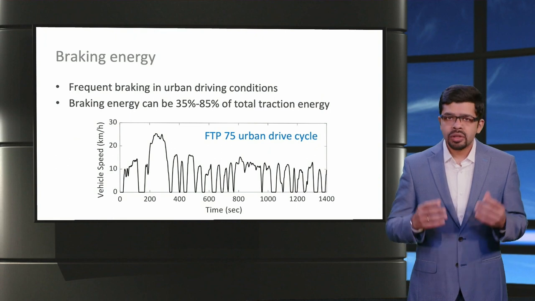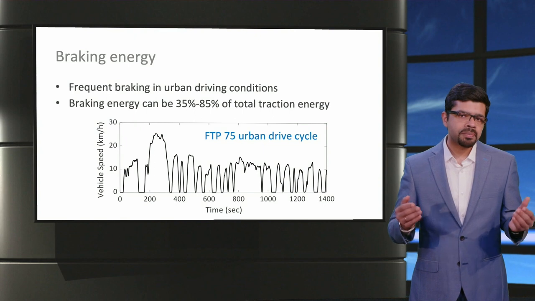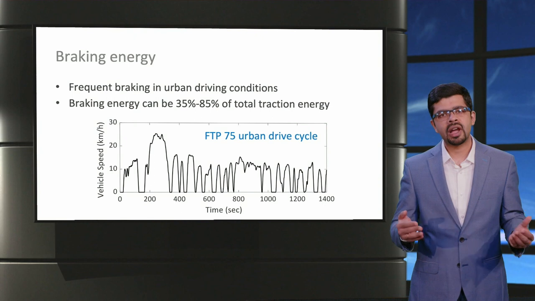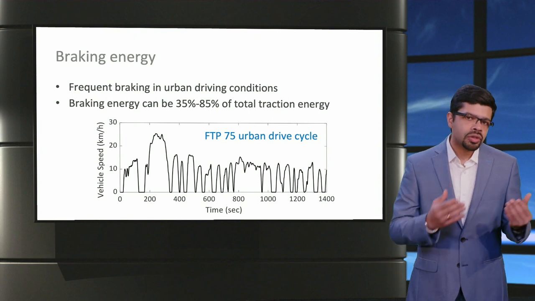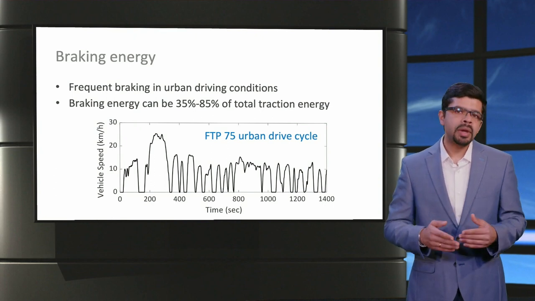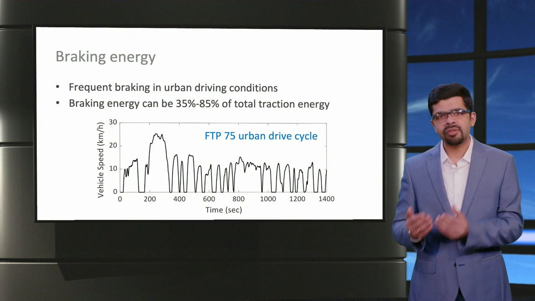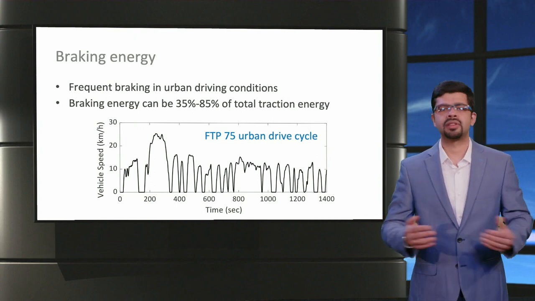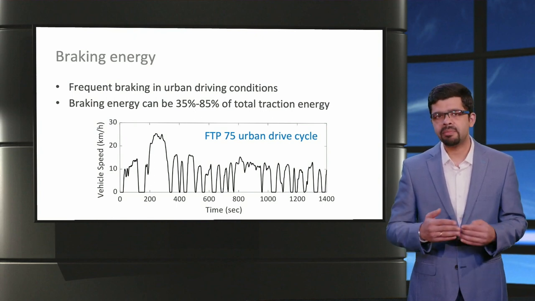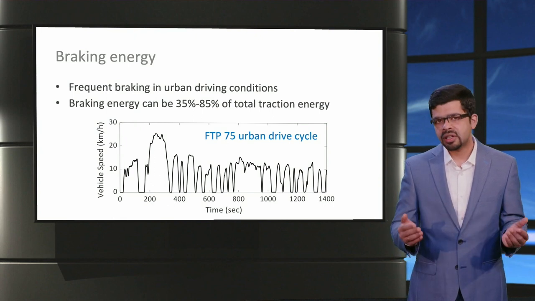Regenerative braking is crucial in urban driving conditions. The figure shows the speed variation as a function of time in the FTP 75 urban driving cycle with frequent stop-go patterns owing to traffic and stoplights. Depending on the drive cycle considered, the braking energy can be 35% to 85% of the total traction energy. Hence, it is crucial to understand how braking energy and braking power vary with respect to the vehicle speed for the design of the regenerative braking system.